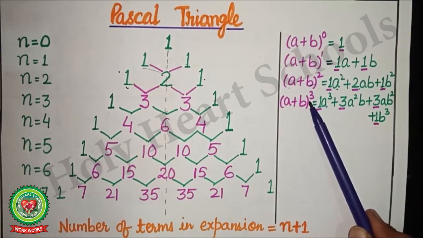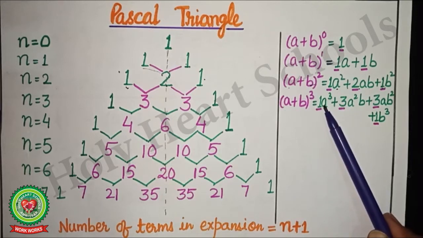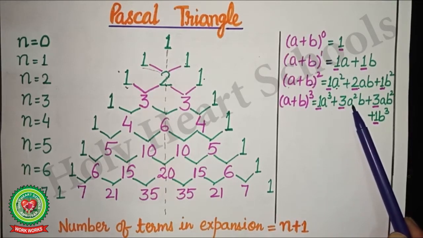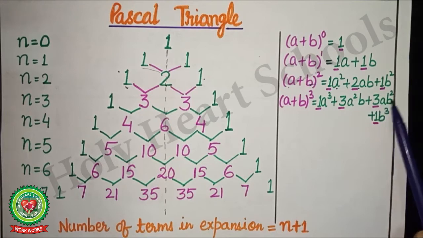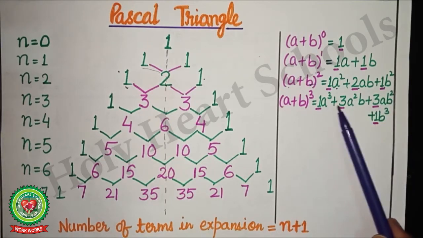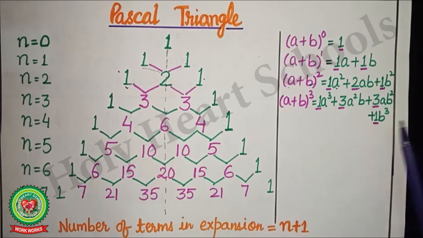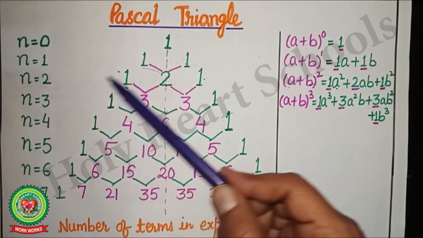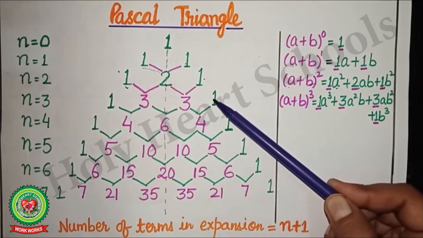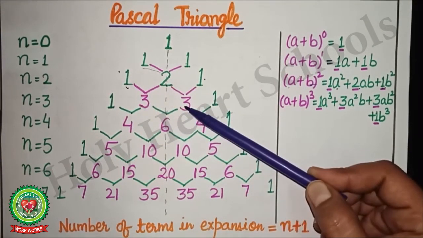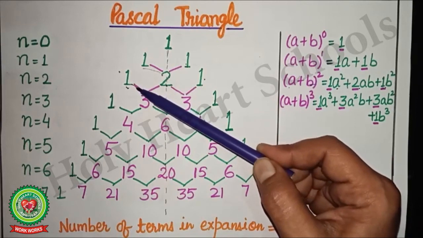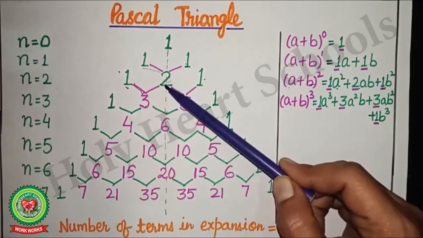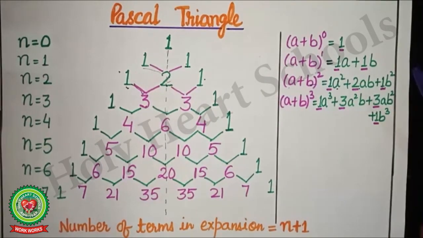We know this identity also. It is a cube plus 3a square b plus 3ab square plus b cube. Now its coefficients are coming 1, 3, 3 and 1. In Pascal triangle you can see n is equal to 3. Again 1 in the starting and 1 in the end. Middle terms you can find by adding the terms. So 1 plus 2 is 3. Again 2 plus 1 is 3.